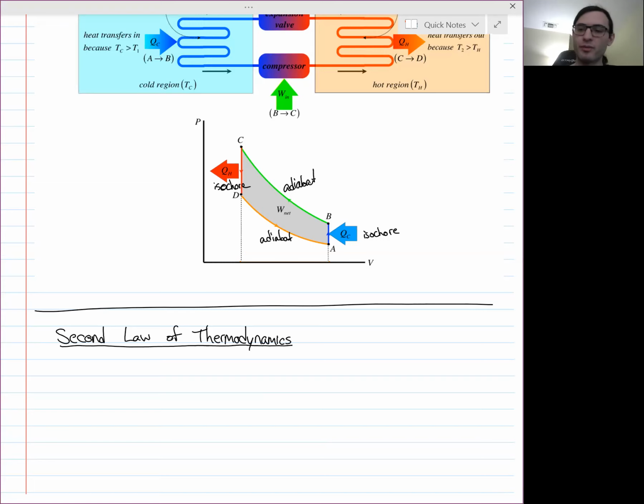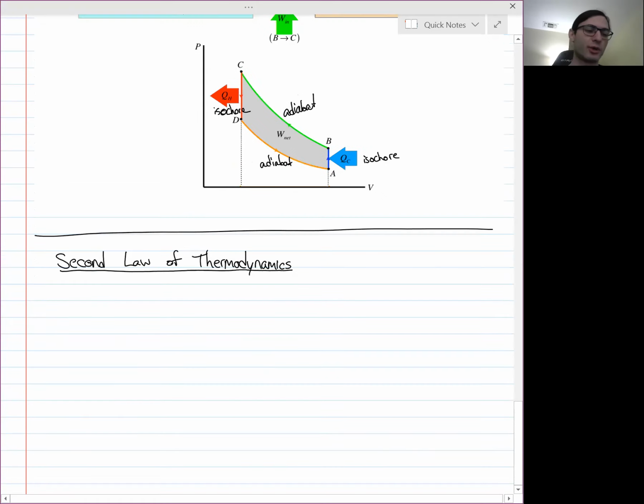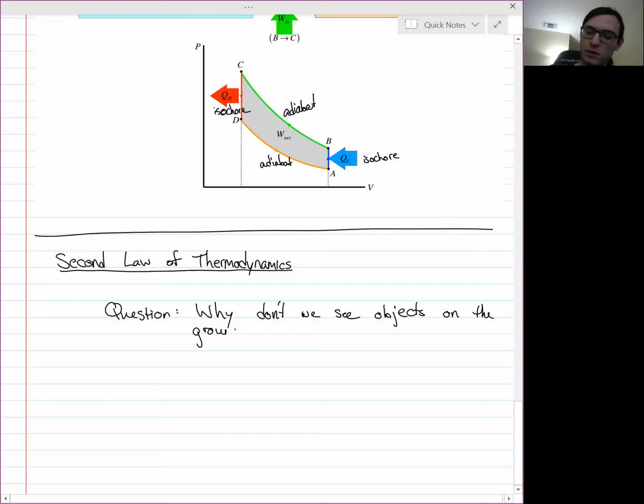Before we actually talk about the 2nd law of thermodynamics, we need to understand something that might seem counterintuitive. There's a question of why we don't see objects on the ground suddenly decrease in temperature and jump in the air?